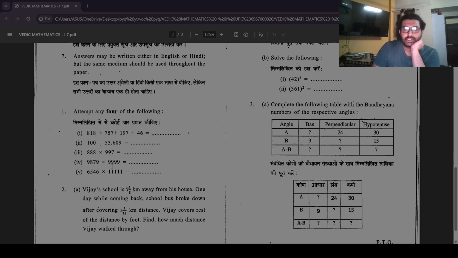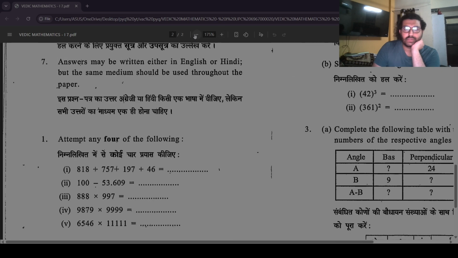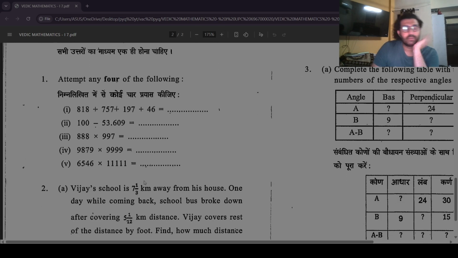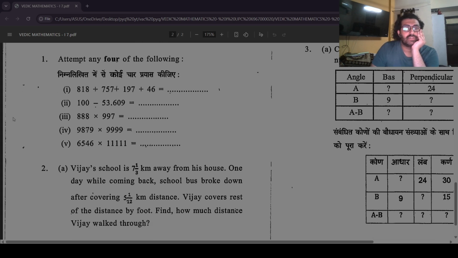Okay, here's question number 1. Let me zoom it for you guys. It's very difficult for me to read such questions, so just see on the screen. It's not that easy to read such questions.